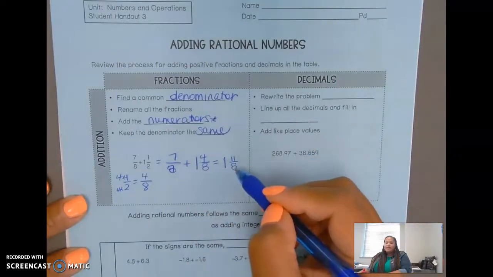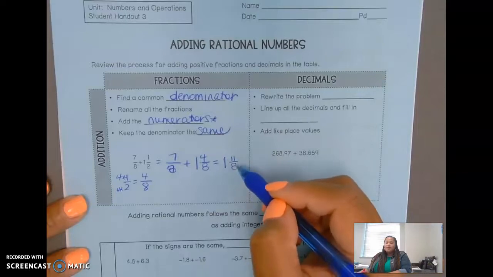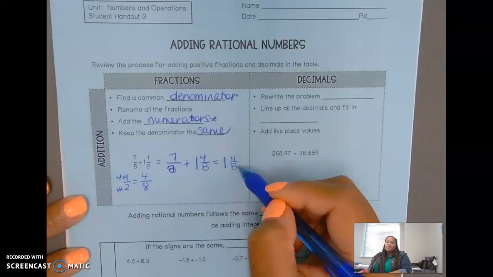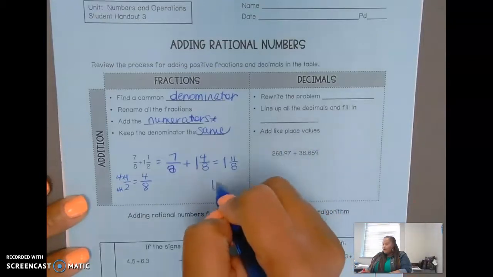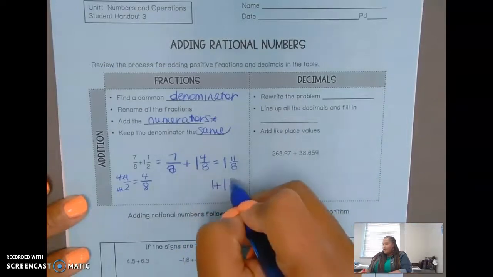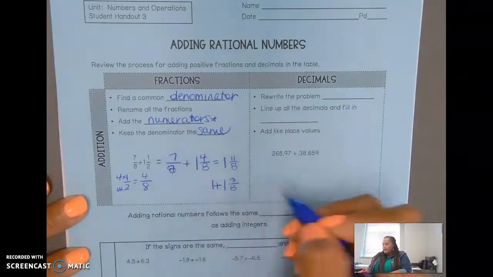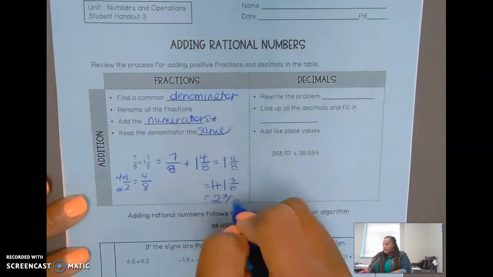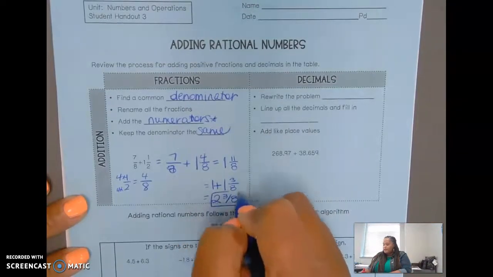Then I will turn my 11/8, because this is an improper fraction, into a mixed number. I'm going to divide my 11/8. 8 goes into 11 one time, so now I have 1 plus 1, and then there'll be 3/8 remaining. And then my final answer will be 2 3/8. Okay.